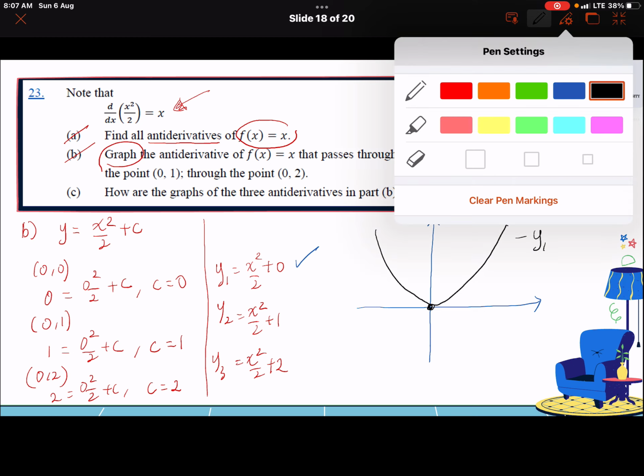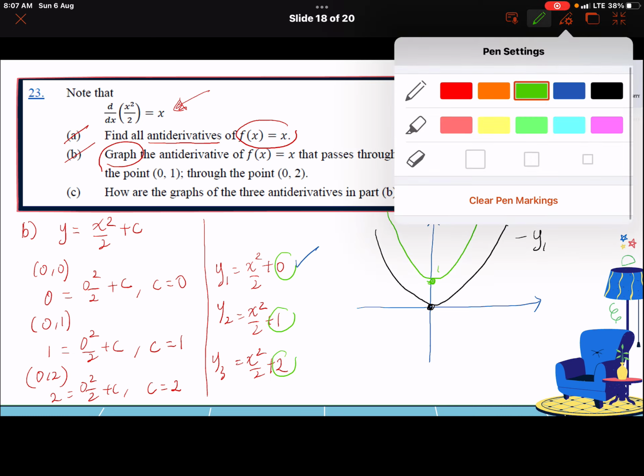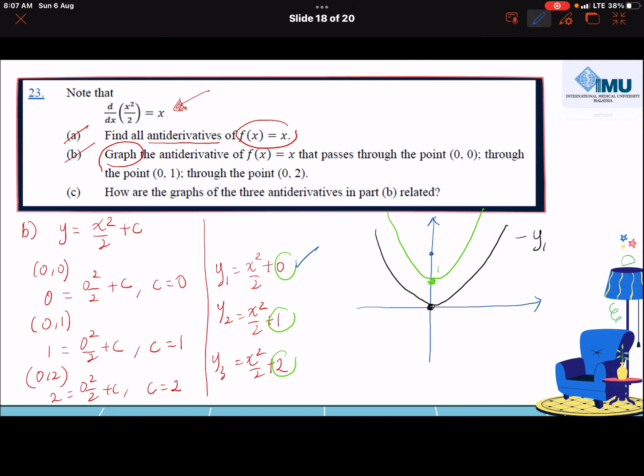Now the next one, I'm going to use a different color. It's going to pass through y equals 1. If you notice, this is going to be our y-intercept. So the second graph will pass through y equals 1. Last but not least, the third is going to pass through y equals 2. So this is basically the answer for B.